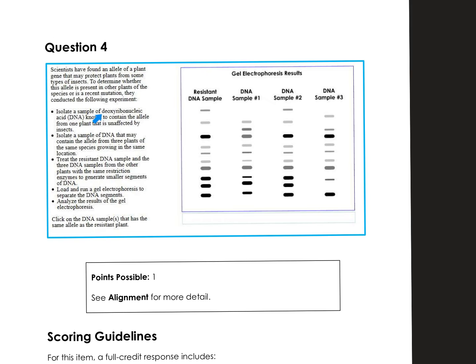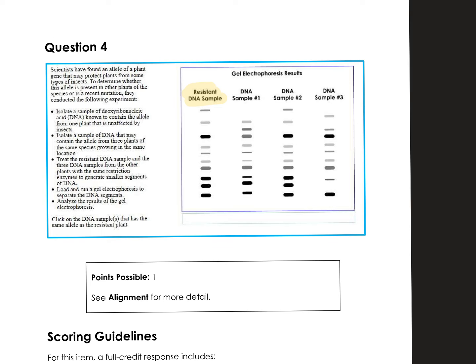They isolated DNA known to contain the allele from one plant that is unaffected by insects, and that DNA-resistant sample, I think it should be obvious, is listed here since they actually tell you DNA-resistant sample, right? So this is your DNA-resistant sample.